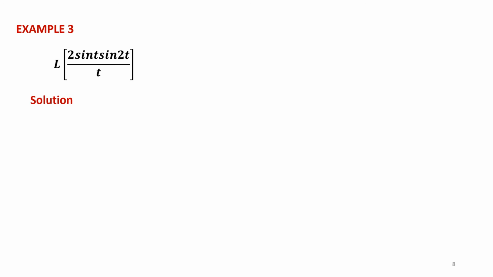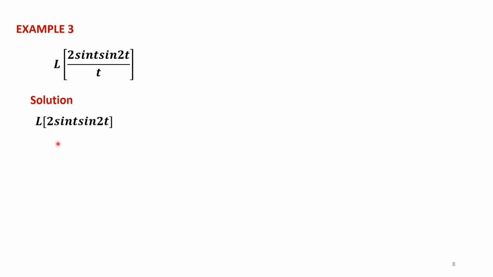Similarly, the third problem, find L of 2 sin t sin 2t upon t. Again, we are having division by t property, which means that we have to calculate the Laplace transform of the numerator.